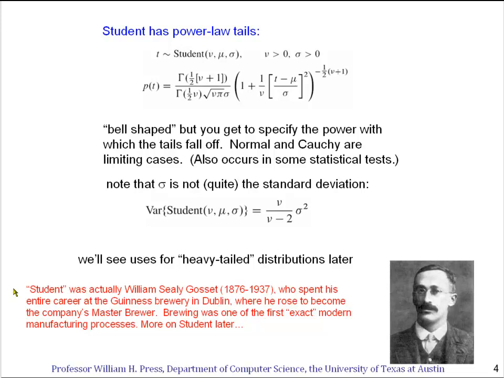You might think it's odd that a brewer should be a famous statistician, but in fact, brewing was one of the first exact modern manufacturing processes. In brewing, you try to make every batch of beer come out exactly the same, even when there's variation in, for example, the starch content or sugar content of the grain that goes into it, or in the processes, or in the yeast. So brewing, in a certain sense, was the original high-tech industry in the late 19th and maybe the turn of the 20th century.